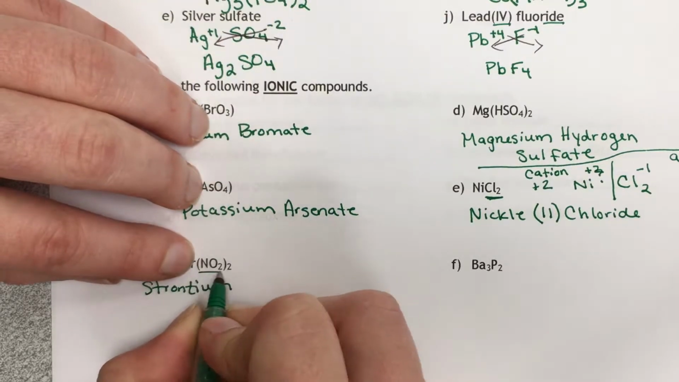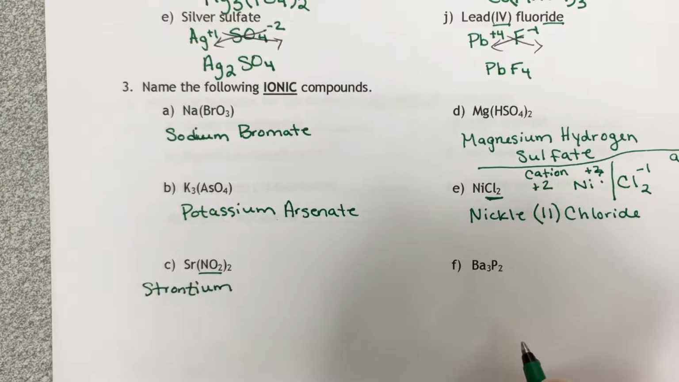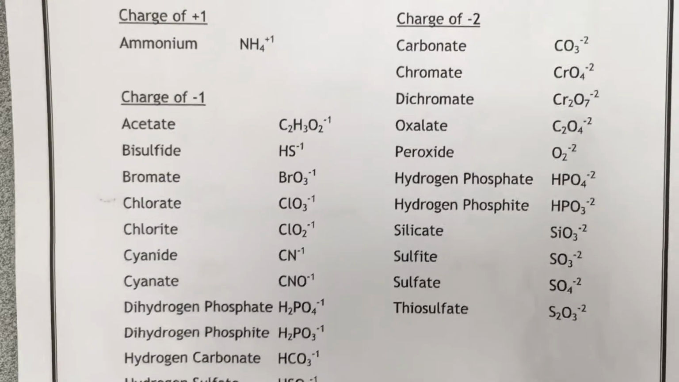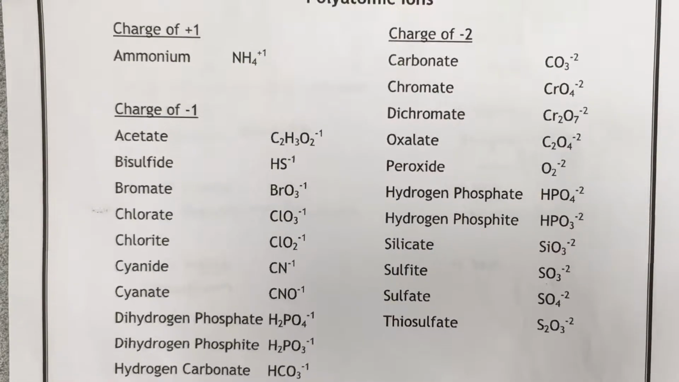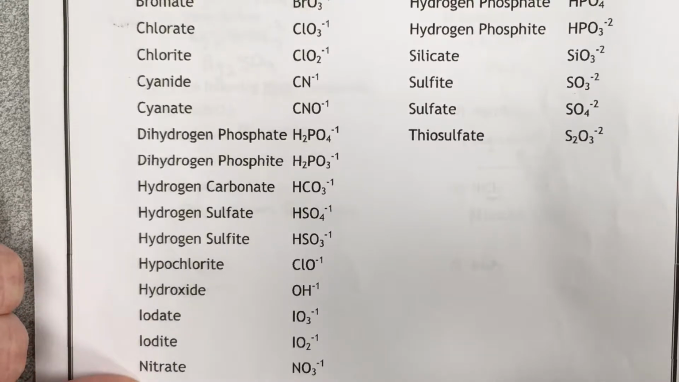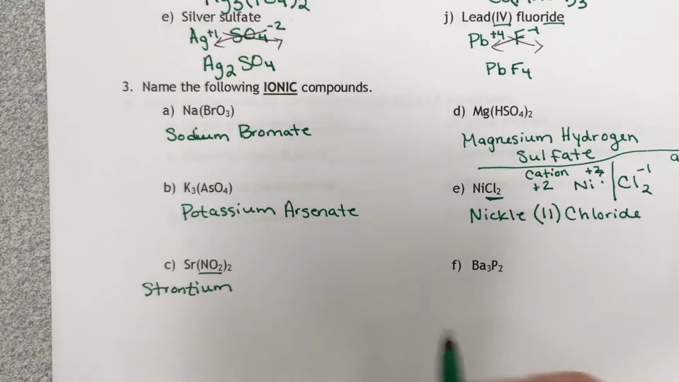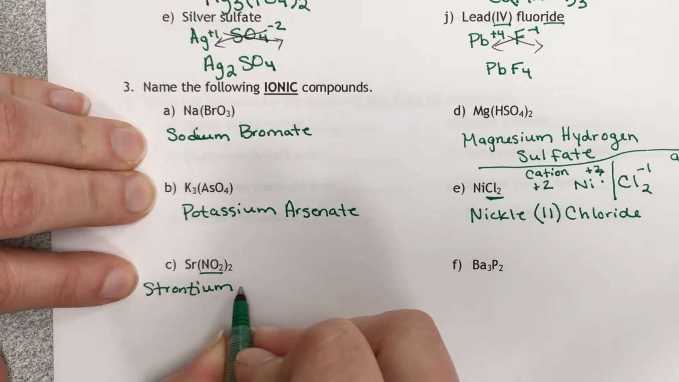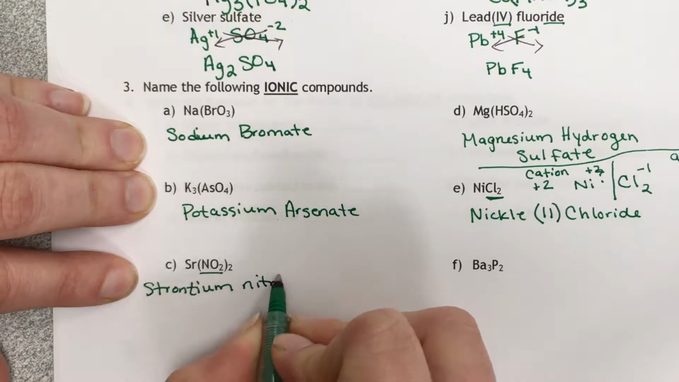And then we need to know what that thing's called. That thing is not on the periodic table. That is actually on your list of polyatomic ions, and you will find it right here, nitrite. So NO2, so it's strontium nitrite. That's it.